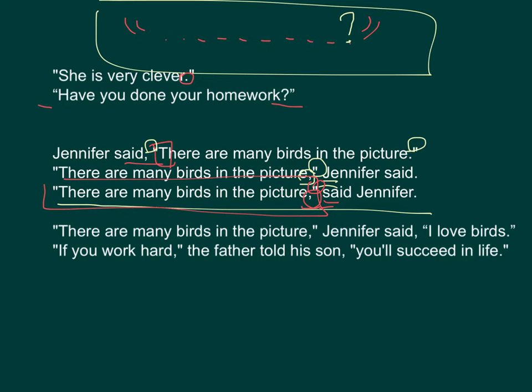Okay, so number four. If the quote begins the sentence and is interrupted by a reporting verb, place a first comma inside the quote and a second comma after the reporting verb. So what does that mean? So like this, "There are many birds in the picture," said Jennifer, "I love birds."